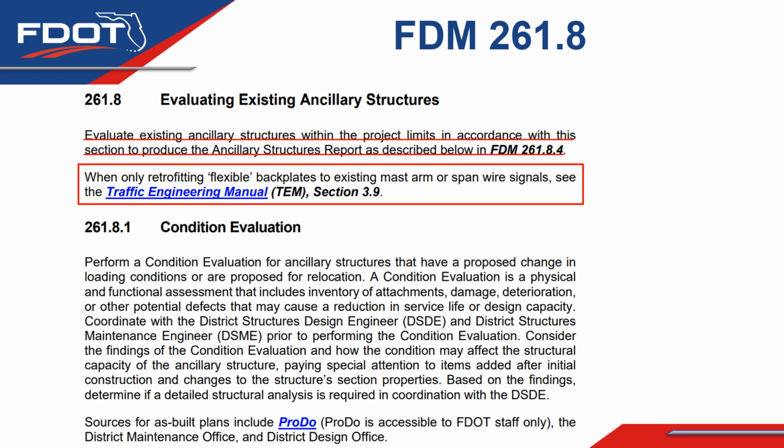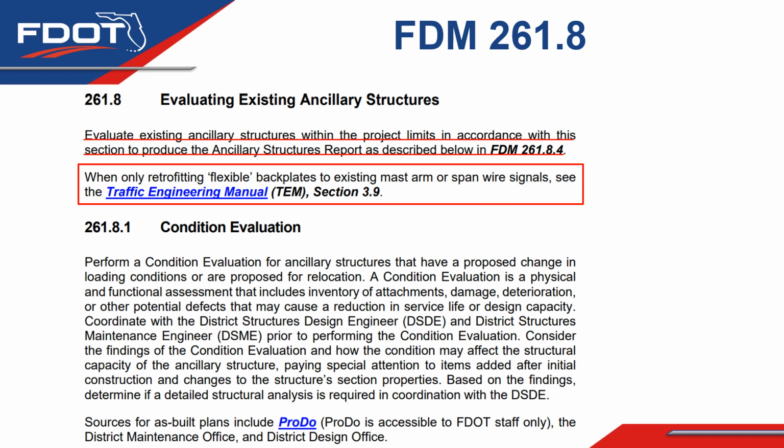I did want to quickly mention this reference to TEM section 3.9. That section provides the additional loading allowance for flexible backplates on mast arms and span wire signals. This criteria has not changed, but I wanted to point it out as a reminder.